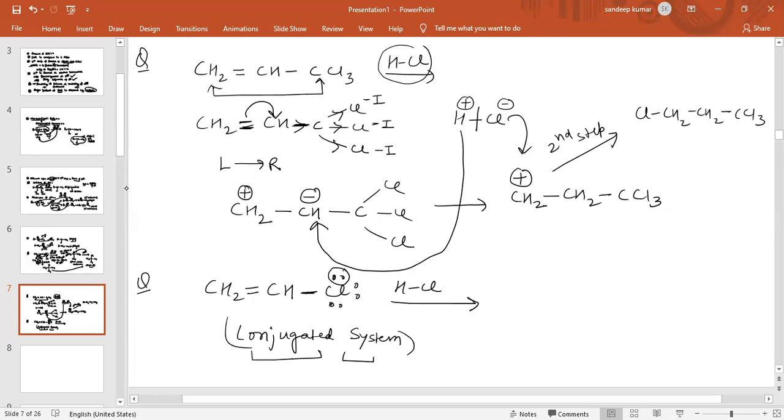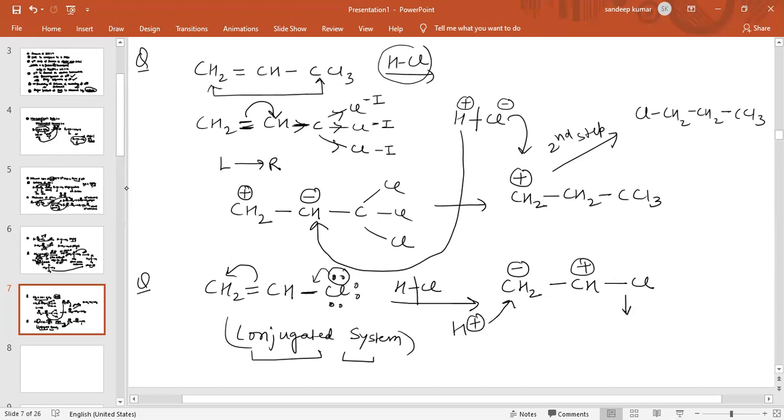Now see what happens. As we know, this electron pair will shift in this way. Therefore the direction of breaking of the pi bond will be like this. So this pi bond will break on this side. So CH2 will carry a negative charge and this CH will carry a positive charge, and one Cl is already there. Now in the first step, there is attack of electrophile, which is H plus. So in the first step, electrophile will attack.